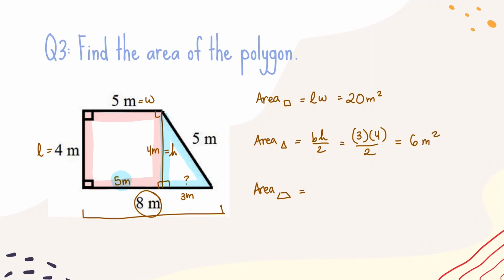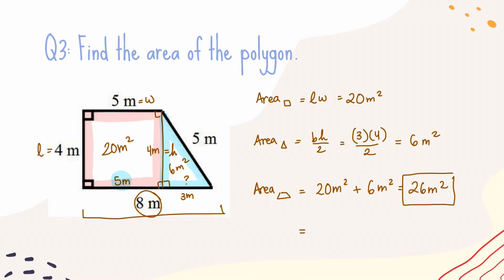So now that I have the two values, I have 20 meters squared right here, and then I have 6 meters squared right here. I should just add those values together, and you probably noticed that that is 26 meters squared. So this is one way to find the area of a trapezoid.